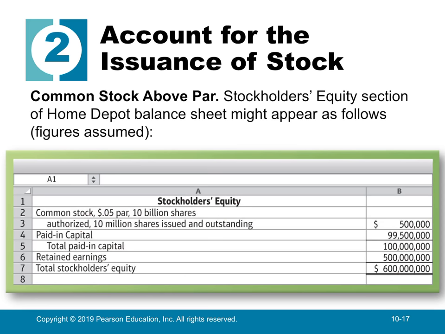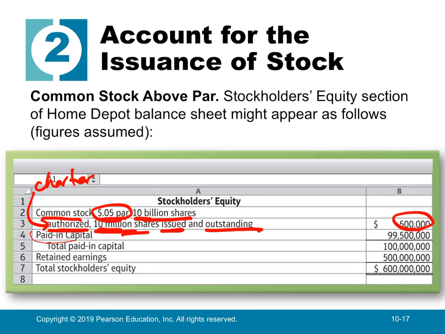So here's the balance sheet for that. When we show common stock on the balance sheet, we show it at par value, with 10 billion shares authorized. Remember, authorized came from the charter. We have 10 million shares issued and outstanding, so we're authorized to issue up to 10 billion, but so far we've only issued 10 million shares. Those are held on the books at par, which is the $500,000, and everything else is paid in capital, and that's our total paid in capital. Then of course we have retained earnings, and that gives us our total stockholders' equity so far.